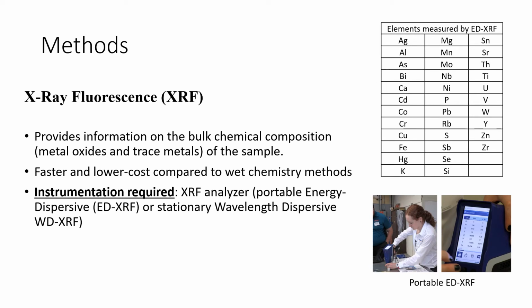X-ray fluorescence provides information on the bulk chemical composition of the sample. The instrument required is an X-ray analyzer that is usually portable and can measure in situ concentrations of metal oxides and trace metals. The major advantage of this technology is the fast and also low-cost measurement of multiple elements.